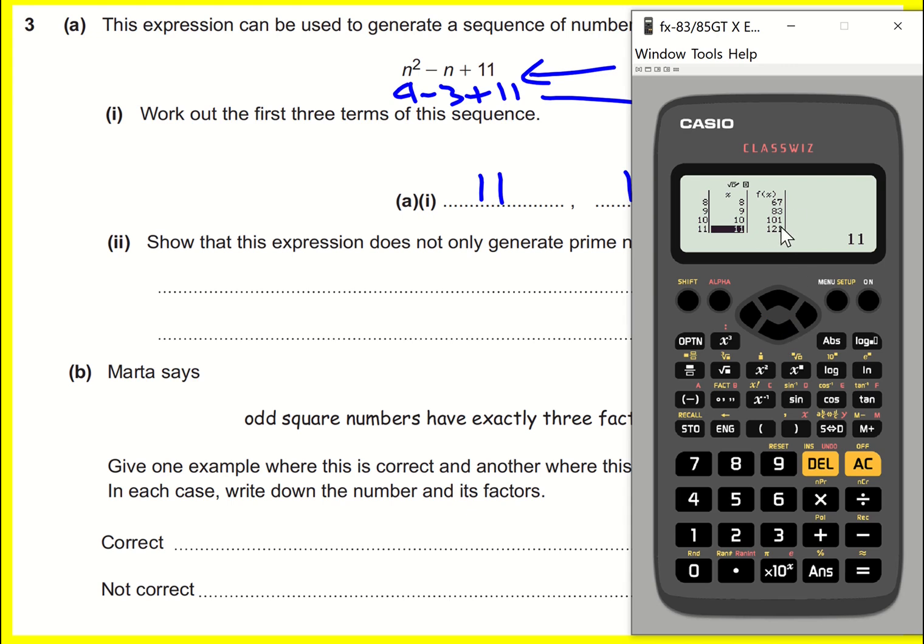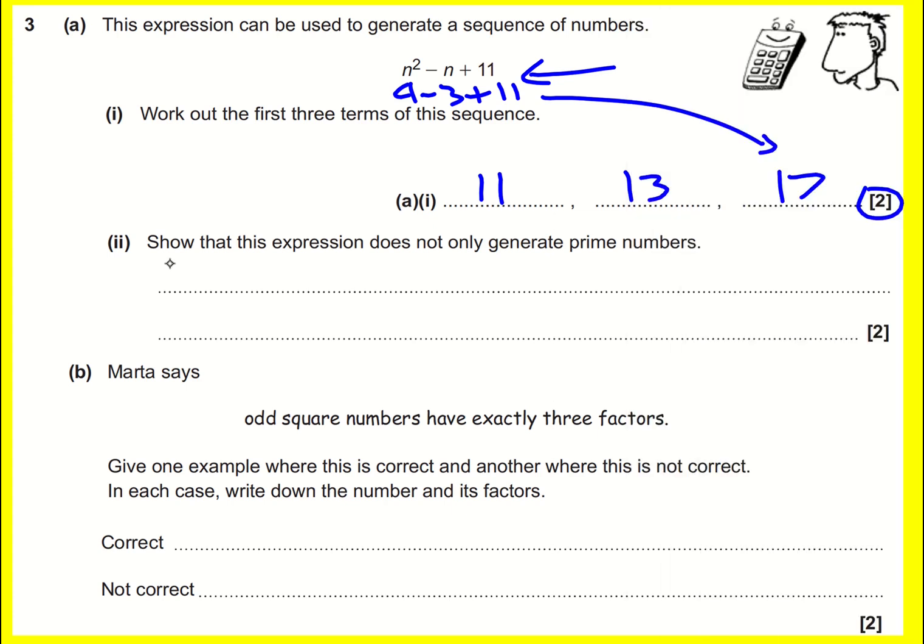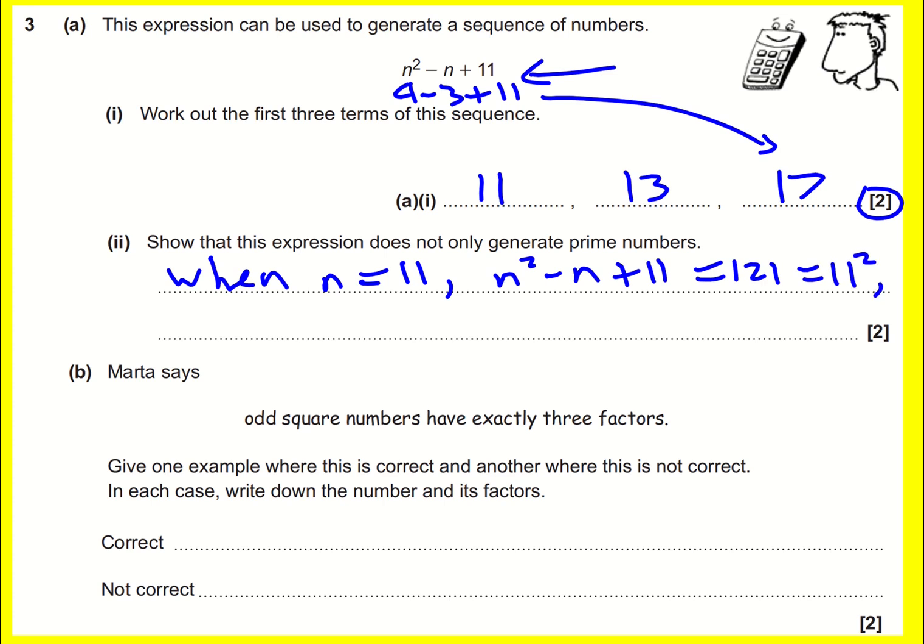121. Well, that's actually a square number. That's 11 squared. So that is not a prime number. Not sure about some of these later ones, but I'm not interested at this point. I can just say when n equals 11, n squared minus n plus 11 equals 121, which equals 11 squared, which is not prime.